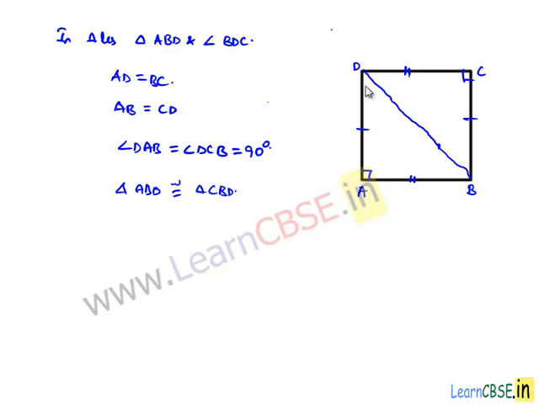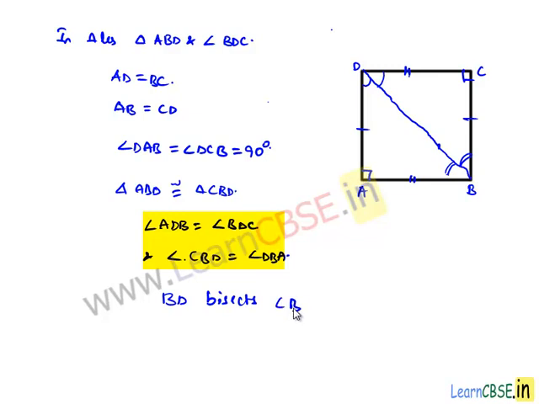So here angle ADB is equated to angle BDC, and also angle CBD is equal to angle DBA. Here as these angles are equal, we can say BD bisects angle B and angle D. This is what our second subpart of the proof required.